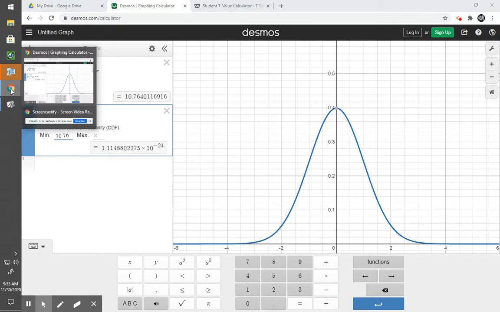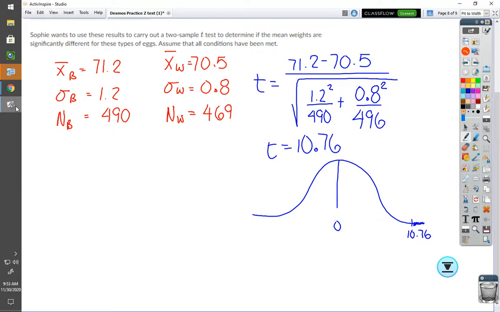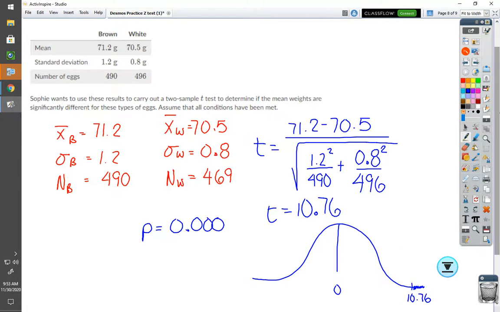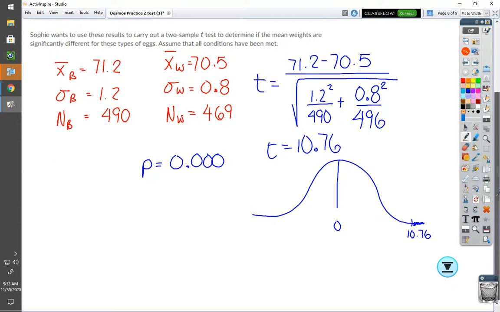Going back to my test work, I can now calculate in a rounded statistic that I have a p-value of basically 0 at 3 decimals. So do we have significant evidence? Absolutely, we have significant evidence that the weight of the two are significantly different.